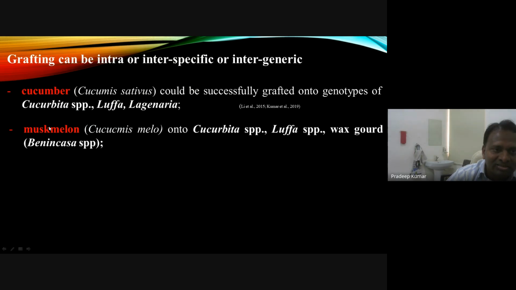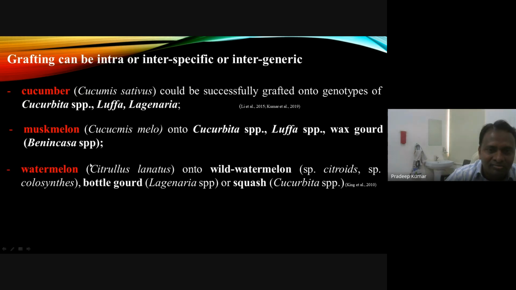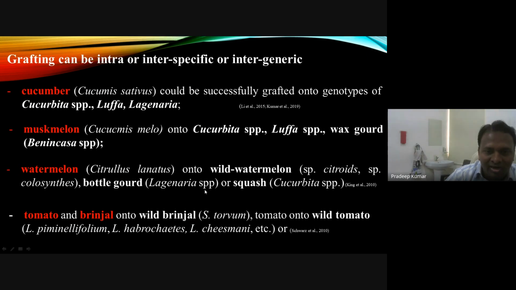So likewise, muskmelon can be grafted easily on bitter gourd, Cucurbita, and loofah. Watermelon also, wild watermelon, bottle gourd, squash, and tomato, brinjal also, wild, and several wild and related species could be grafted.